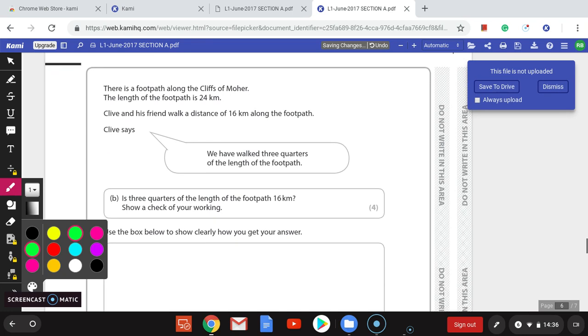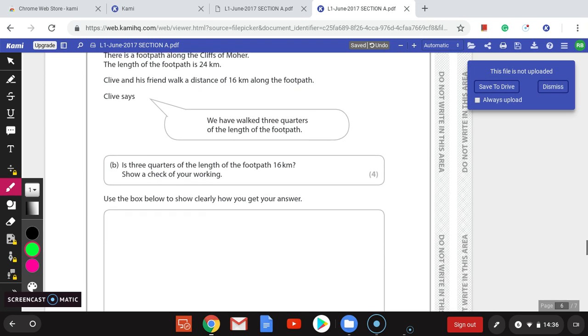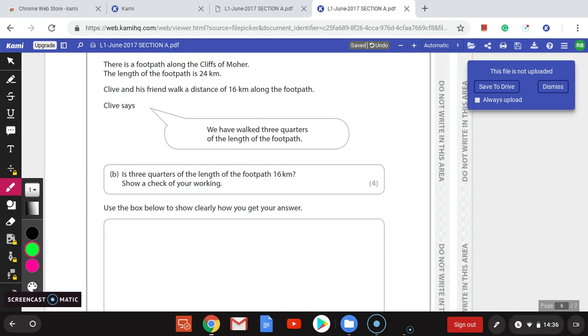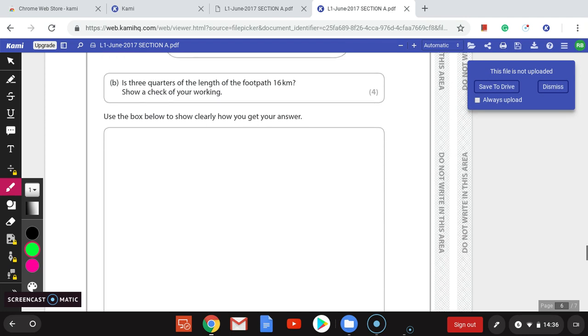So the second part to that question, there is a footpath along the cliffs of Moher. The length of the footpath is 24 kilometres. Clive and his friend walk a distance of 16 kilometres along the path. Clive says, we have walked 3/4 of the length of the footpath. Is 3/4 of the length of the footpath 16 kilometres? Right, so there's a couple of different ways of answering this.